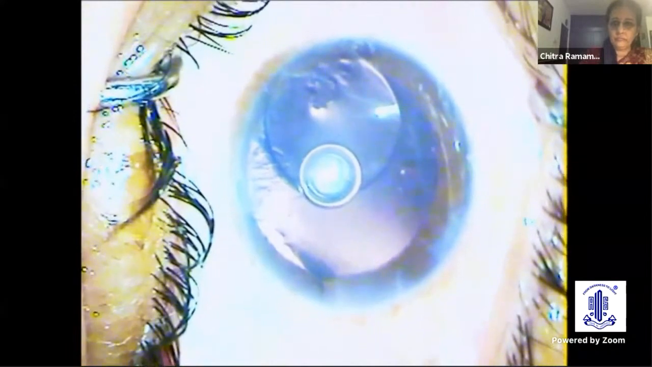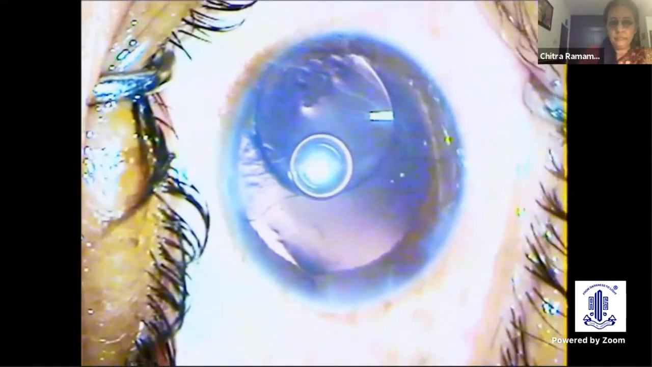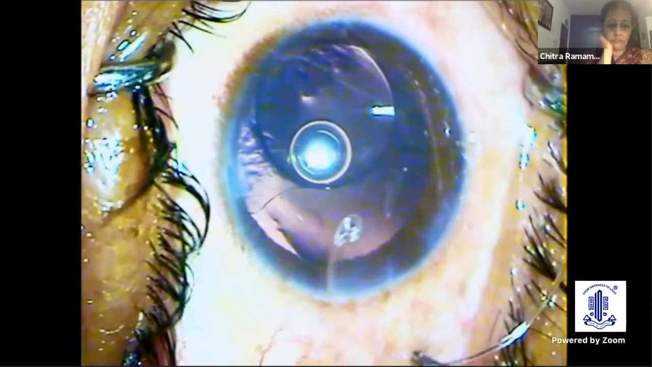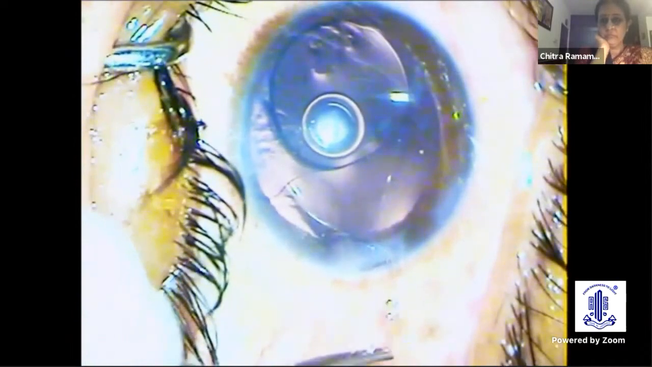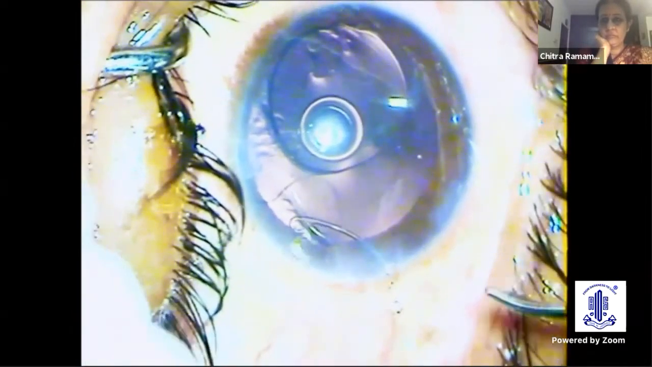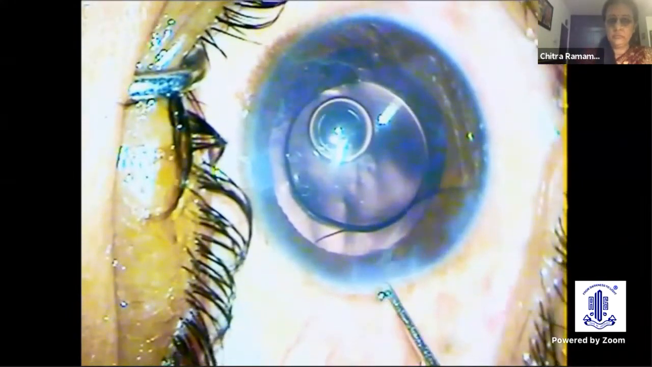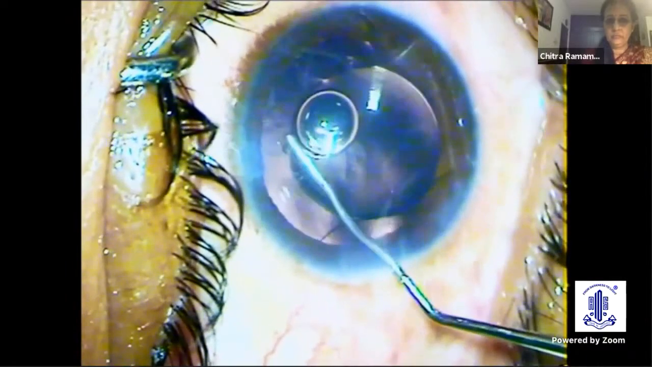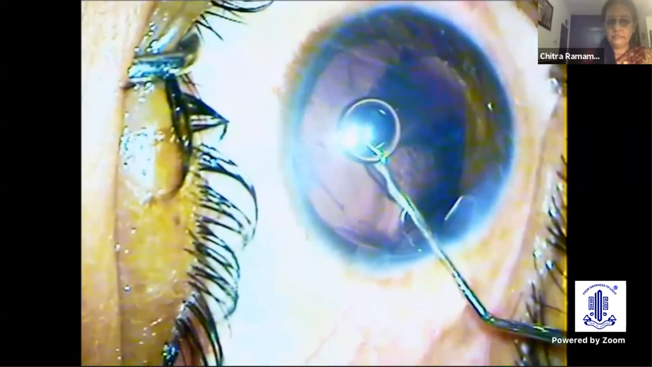The area of subluxation was assessed and it was planned to implant a CTR. The CTR was implanted in the bag gently, covering the area of subluxation. And then all four haptics of the IOL were implanted in the bag.